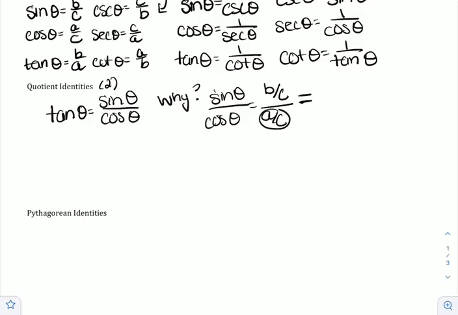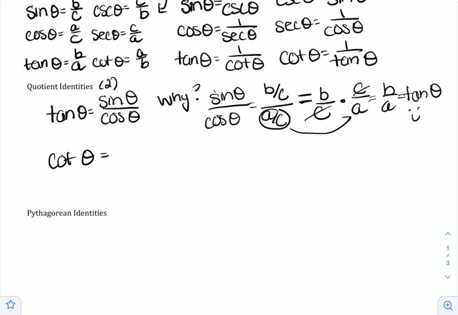Dividing by a fraction is the same as multiplying by its reciprocal. So instead of dividing by A over C, you multiply by C over A. That's an algebraic property. The C's cancel. And I'm left with B over A, but B over A is tangent. So this is why it's true when you plug in your B over C and your A over C. And then our second quotient identity is cotangent of theta is cosine over sine. Why? You try it. Try to prove why cotangent is cosine over sine.